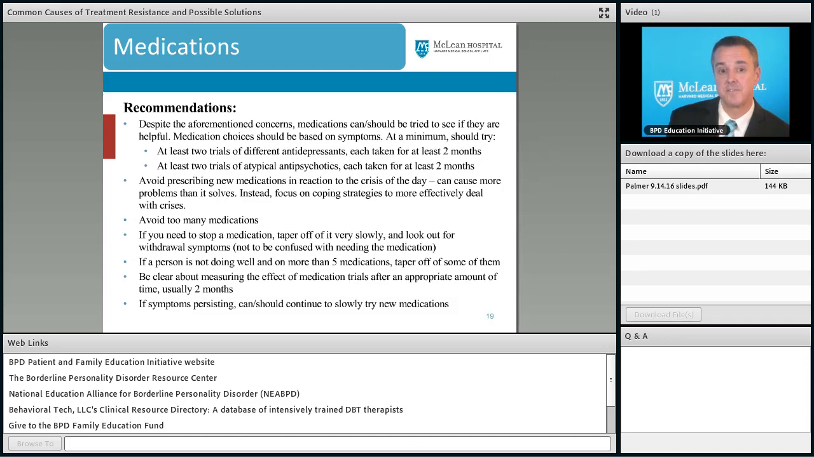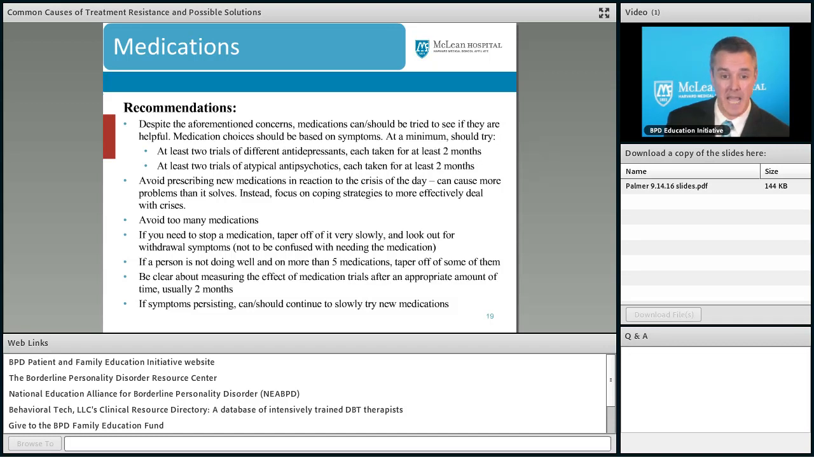And they should try at least 2 trials of atypical antipsychotics. This is assuming things aren't working, things aren't getting better, the symptoms are persisting. Obviously if you try one and it works, then stay on it and continue your treatment. But if things aren't getting better, you should probably try at least 2 trials of atypical antipsychotics. And these often aren't used. A lot of clinicians are afraid of that word. A lot of patients are afraid of that word. But they are the best studied and actually found to be the most effective.